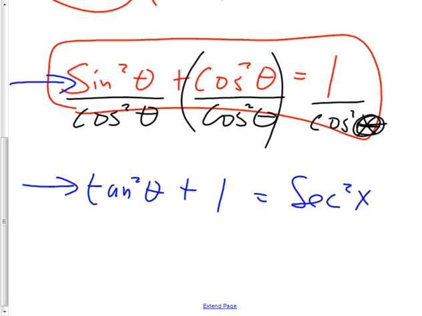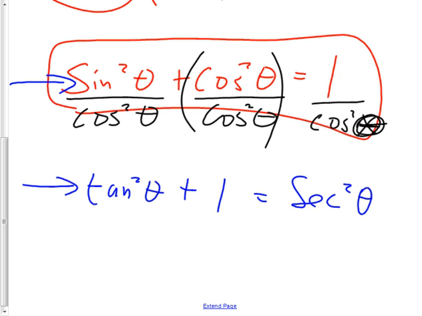And now go back to the original one, and instead of dividing it by cosine, divide it by sine. All right. Oh, I should have said theta. I'm sorry. Some of my problems have x, some of them have theta. I know. Stop, please. Thank you. All right. So go back to the original one. Now divide everything by sine.